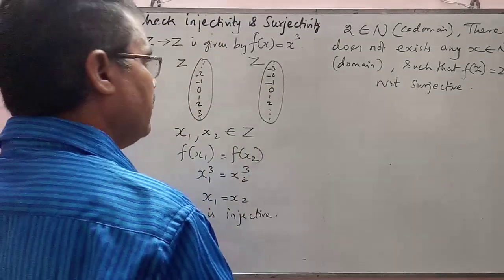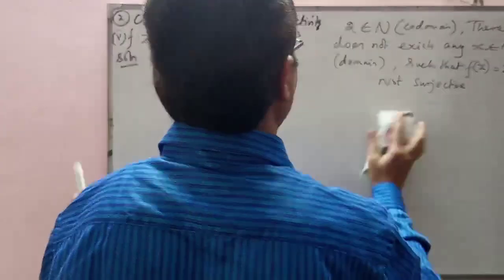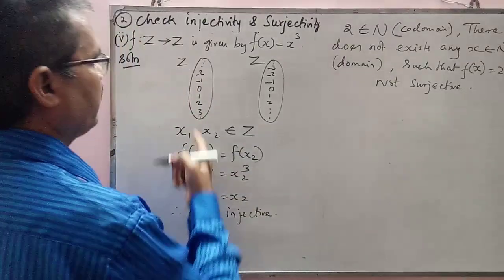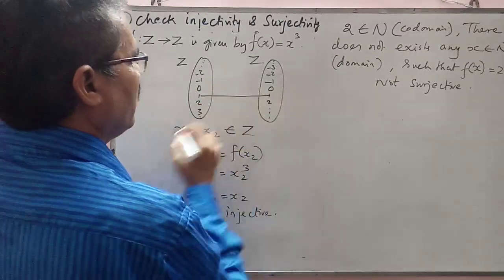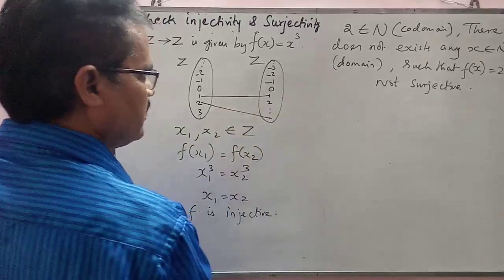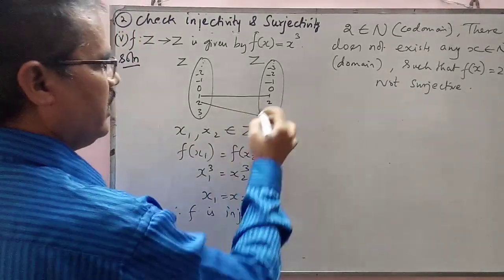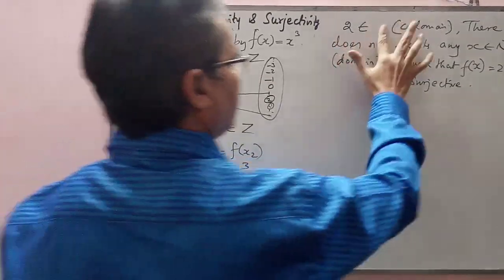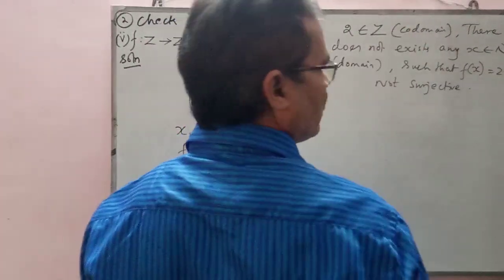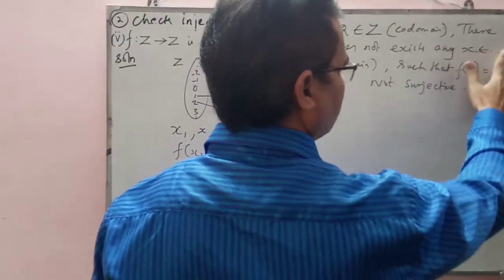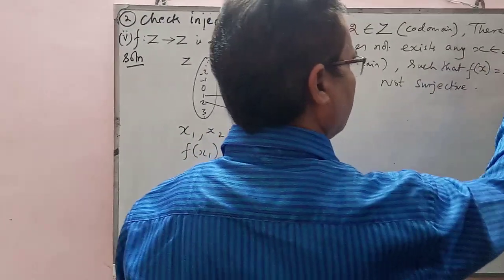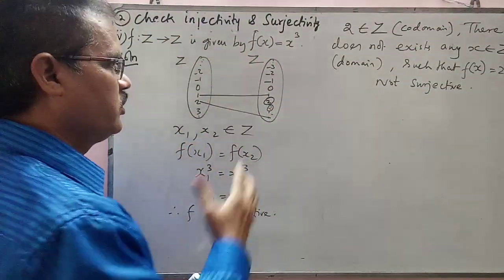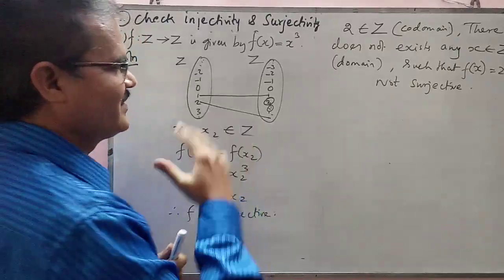The next part is the onto function. Let us see. Take for example 1, it maps to 1, 2 maps to 8, correct? So there are some elements left behind. You can take 2 itself. 2 belongs to the integers Z, the codomain. There does not exist any x belonging to the integer set such that f of x equals 2. So 2 cannot be the image of any integer under cubing. Okay children, this completes the fifth part.